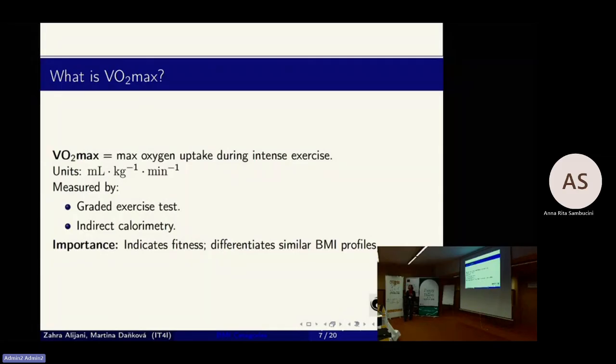As I mentioned before, we derived this for BMI and based on VO2 max. But what is VO2 max? VO2 max is the maximum oxygen uptake during intensive exercise, and the unit is milliliters per kilogram of body weight per minute. It is measured by a graded exercise test and indirect calorimetry. The importance is that we can indicate fitness and differentiate similar BMI profiles based on the VO2 max.